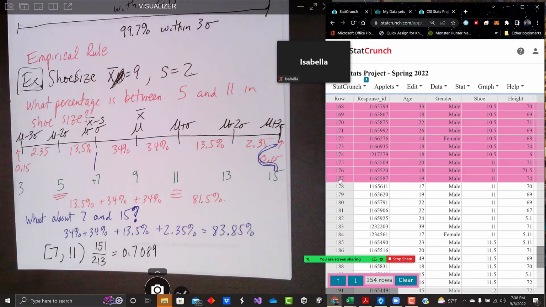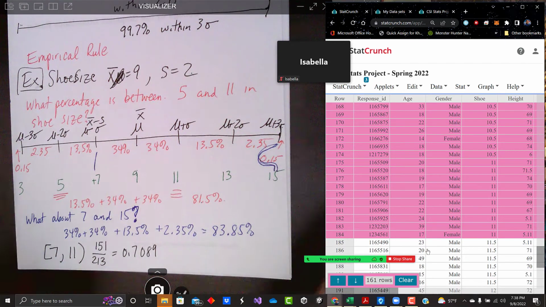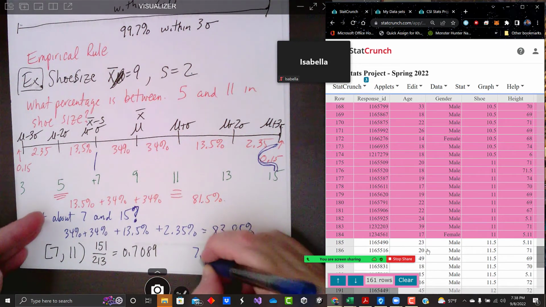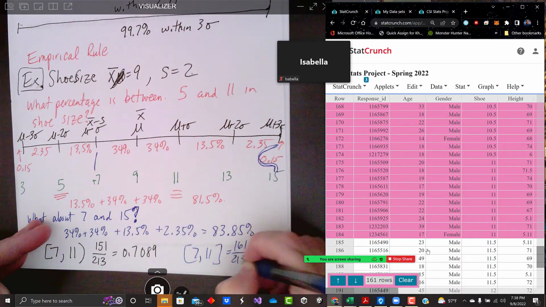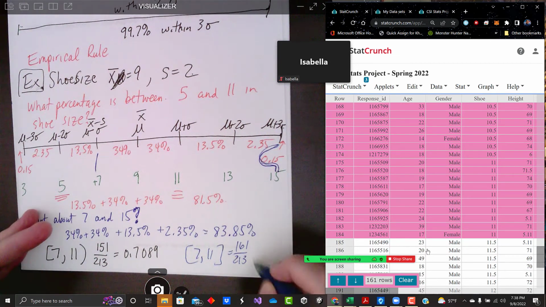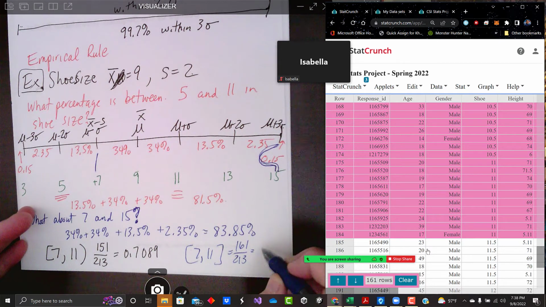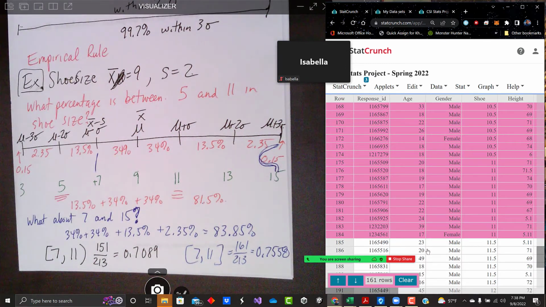Maybe this isn't bell curved enough. 161. So 7 to 11, including both of them, is 161 over 213. Is 0.7558. Maybe this isn't a bell-shaped graph. It's not close enough.